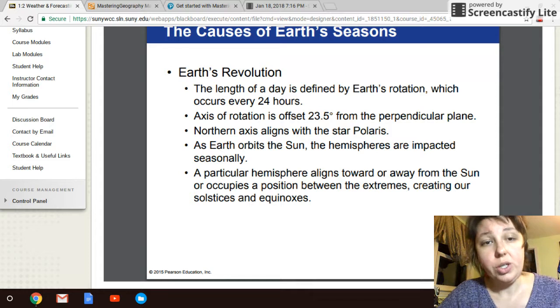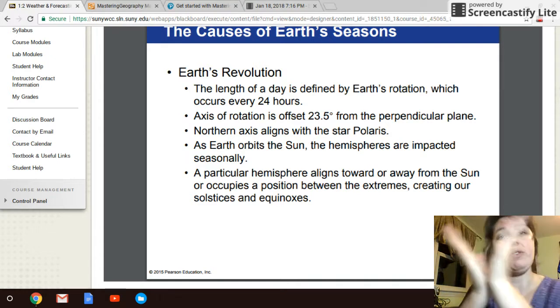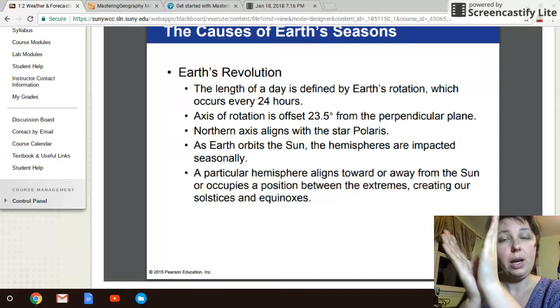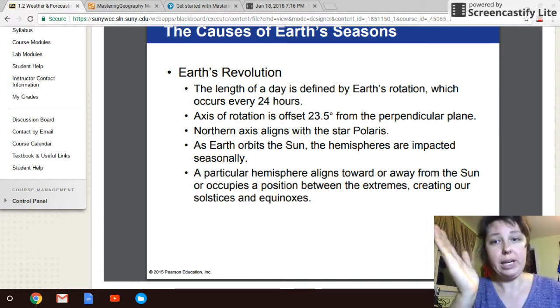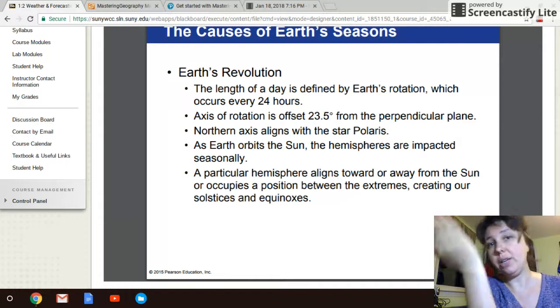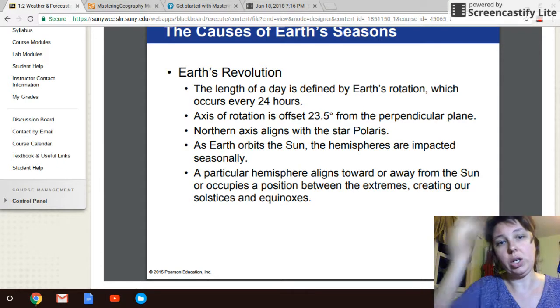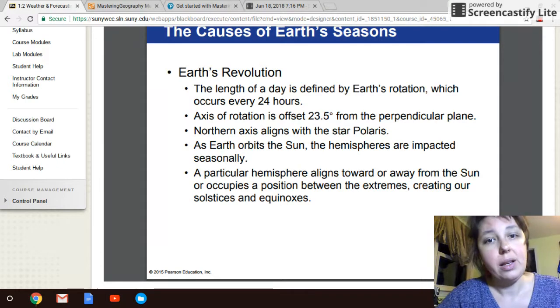Which brings us to the Earth itself. So the Earth itself is rotating on a point of axis. The axis of rotation is actually 23.5 degrees from the northernmost plane. And so we're actually tilted. Our Earth is tilted on its axis relative to sunlight.